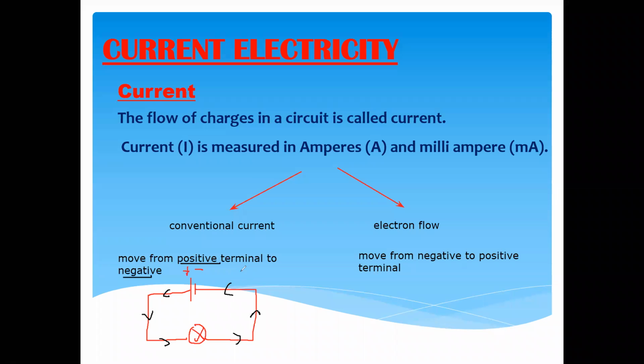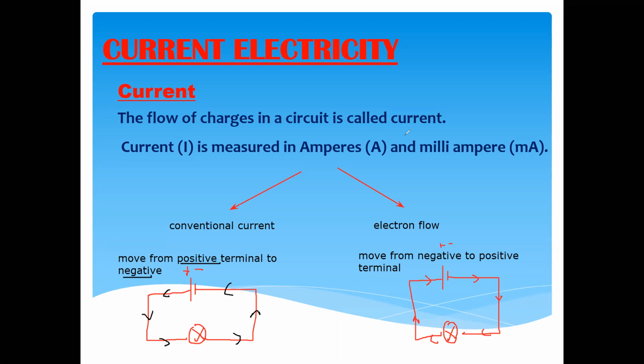That's called conventional current. But what is electron flow, or flow of the electrons? Because electrons are negative, they're attracted towards the positive terminal. So when we represent the flow of electrons, electrons travel from the negative terminal and are attracted towards the positive terminal. So this circuit is representing electron flow, which is from negative terminal to positive. This circuit is representing the conventional current, which is from positive to negative.